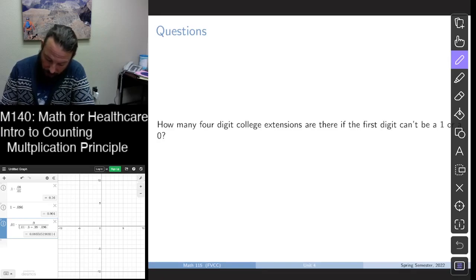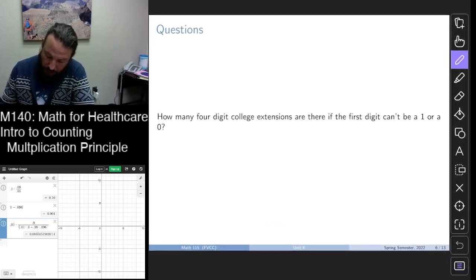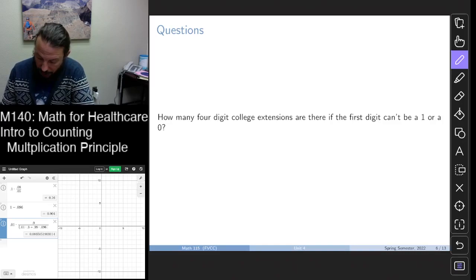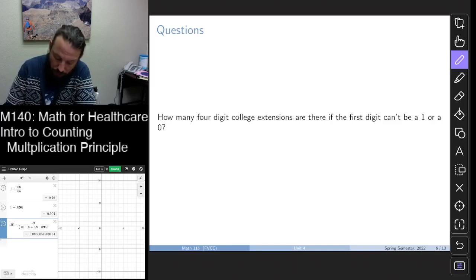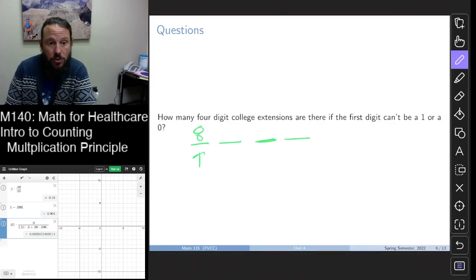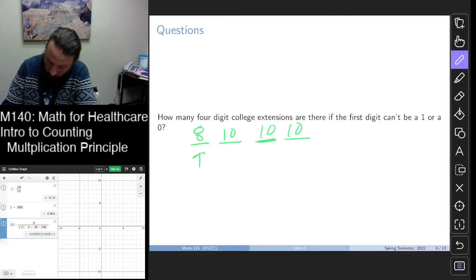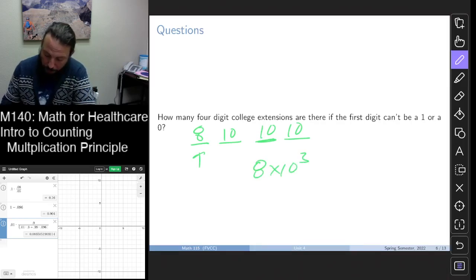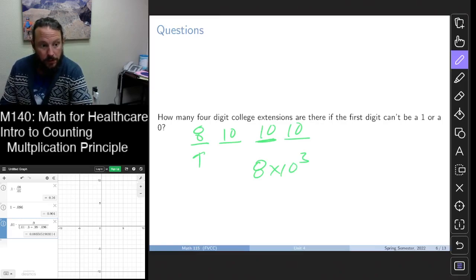Now, how many 4-digit college extensions are there if the first digit can't be a 1 or a 0? Well, similarly, we got 4 digits we're choosing. But now the first one can't be a 1 or a 0, so there's really only 8 ways to choose the first digit, and 10 to choose each of the other 3, and that gives me 8,000, or 8 times 10 to the third. Right.